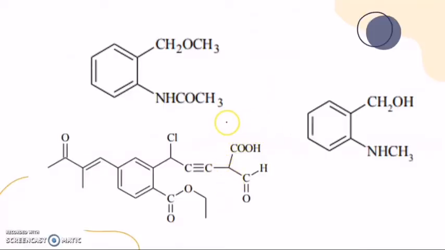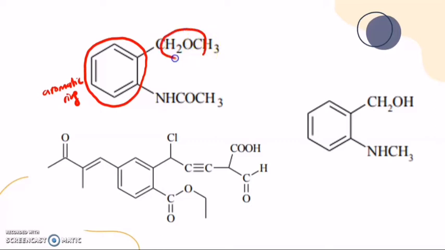Can you guess the functional groups that exist in all of these three compounds? In the first compound, we have this group, a 6-membered ring with alternate double bonds. This is what we call an aromatic ring. The second one, we have O in between two alkyl groups, so we circle it like this. We call it an alkoxy group.